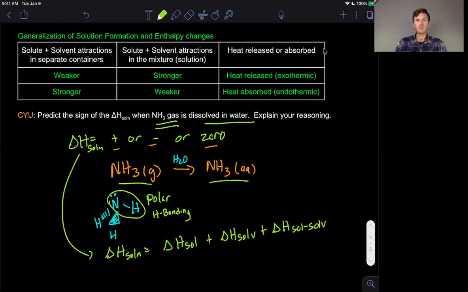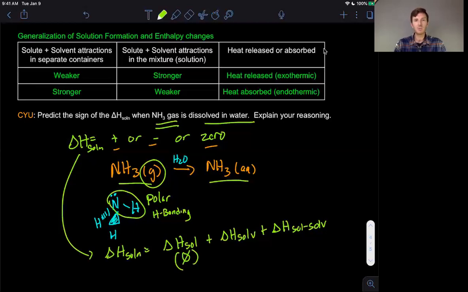So we think of the enthalpy of our solute. We notice that this is in the gaseous physical state. So effectively, that would be zero because we don't have to break apart those ammonia molecules. They're already separate as they are now in the gaseous state. We don't have to add any energy in to break those attractions. There are no attractions. They're so far apart from each other.